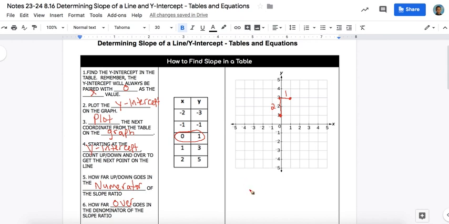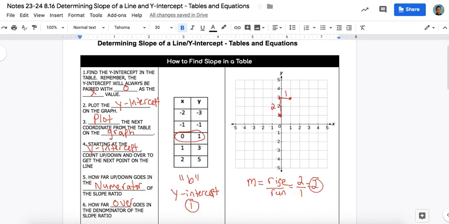So the slope is rise over run. So I rose +2 and I ran +1. And 2 divided by 1 is 2. And my y-intercept, or my b value, was 1.